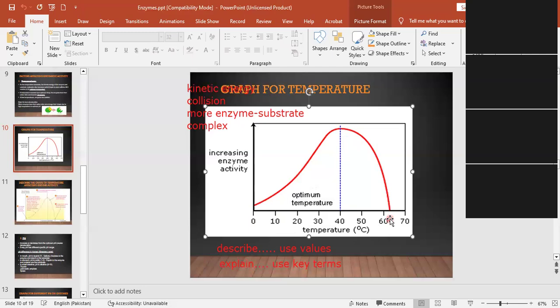See how I have used the values and the key terms in the explanation. For example, if a question comes, describe and explain the graph, then what would you write? Describe and explain, both command terms are there. So you will use the values and the key terms together, both. This is how the examiner tests you. He gives you a clue about what he wants in the answer. If you know the clue, you will answer correctly.